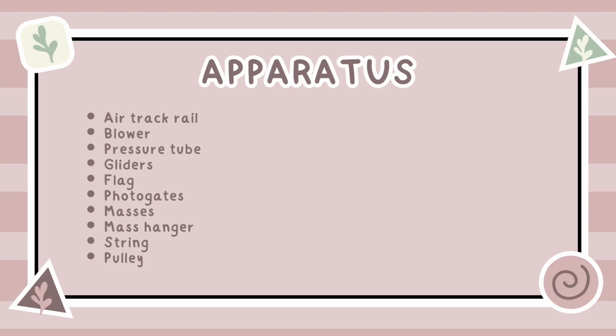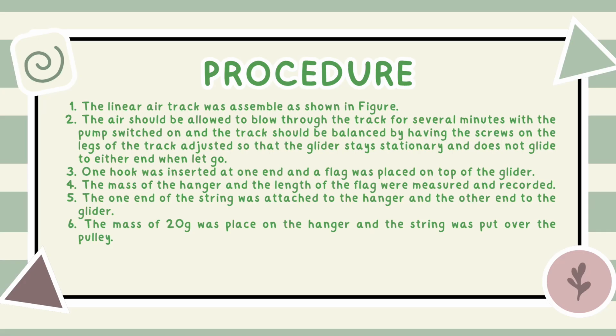The apparatus needed for this experiment is a tread rail, blower, pressure tube, gliders, flag, photo gates, masses, mass hanger, string, and pulley. Procedure. First, the linear air track was assembled as shown in the figure. Second, the air should be allowed to blow through the track for several minutes with the pump switched on, and the track should be balanced by adjusting the screws on the legs of the track so that the glider stays stationary and does not glide to either end when let go.